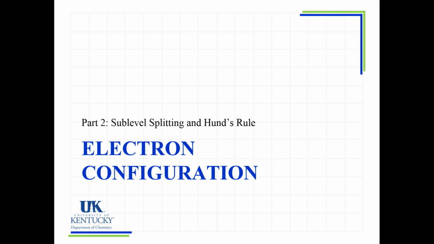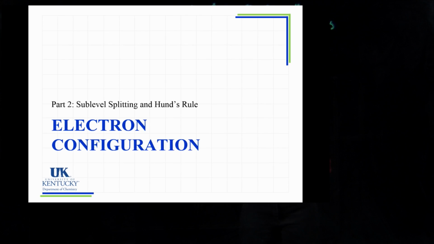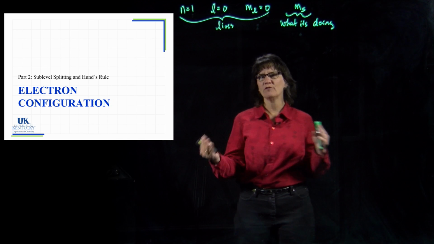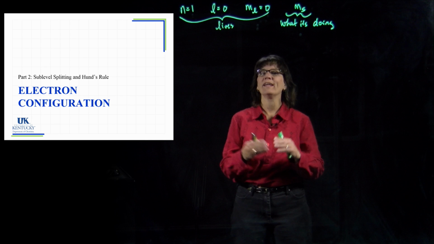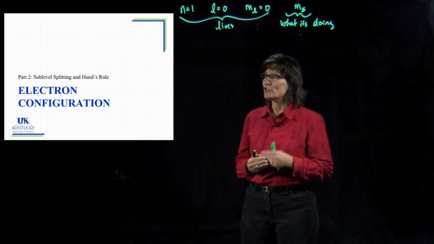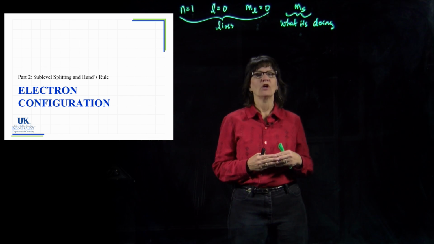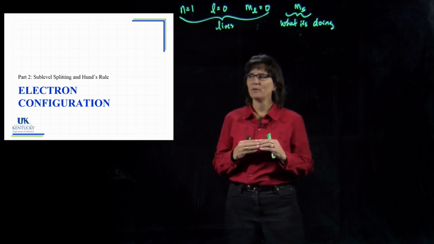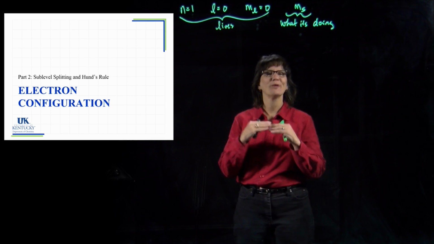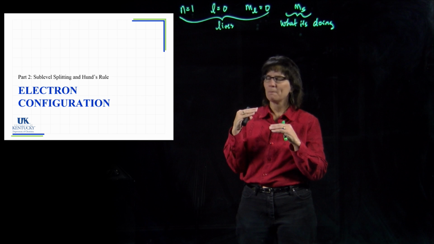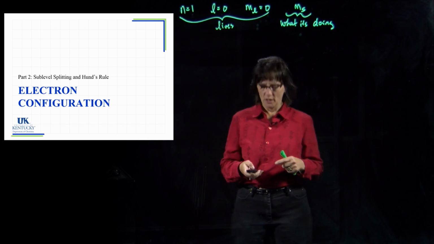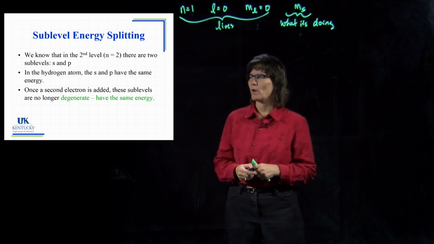So we're continuing our journey to getting electron configurations. We want to be able to do the electron configuration of any atom or any ion that we're presented with. So our part 2 is looking at what's called sublevel splitting, and a rule called Hund's rule. So let's work our way through that.